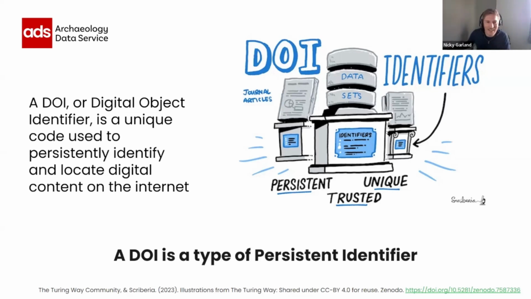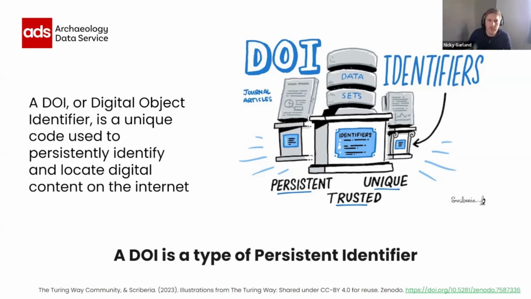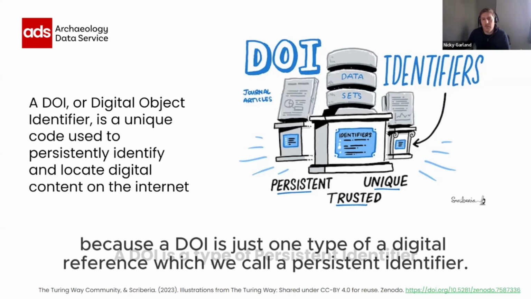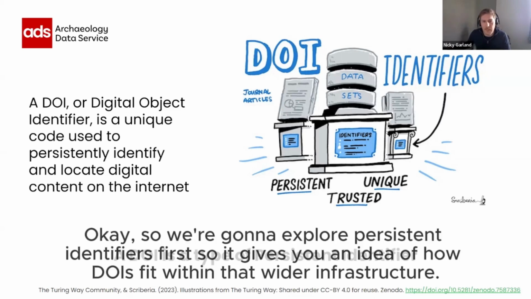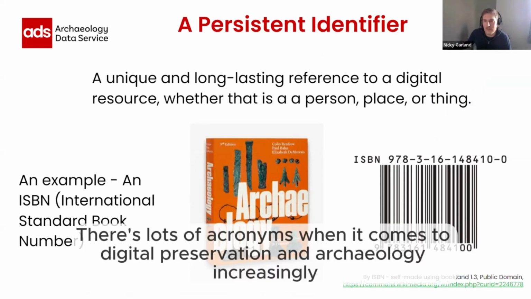Hopefully that's clear. But it's worth exploring a little bit about how DOIs fit within the wider infrastructure, because a DOI is just one type of digital reference, which we call a persistent identifier. So we're going to explore persistent identifiers first, so it gives you an idea of how DOIs fit within that wider infrastructure. A persistent identifier is sometimes also known by the acronym PID. There are lots of acronyms when it comes to digital preservation and archaeology increasingly.